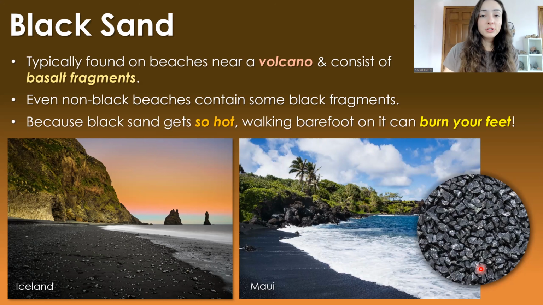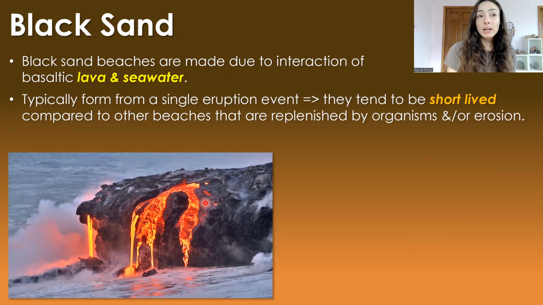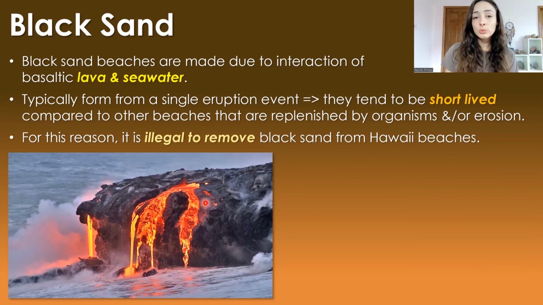And because they are so black or so dark in color, the sand gets so hot on these black beaches that if you walk barefoot on them, you could even burn your feet. Now, black sand is made from the interaction between lava and seawater, and typically black beaches form from a single eruption event, and so therefore they can be pretty short-lived compared to other beaches that are continually being replenished by either organisms or erosion. For this reason, Hawaii has made it illegal to remove black sand from their beaches.